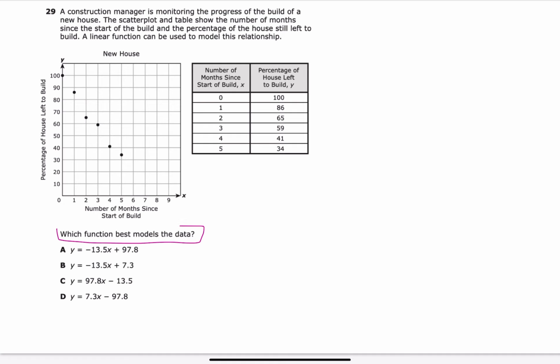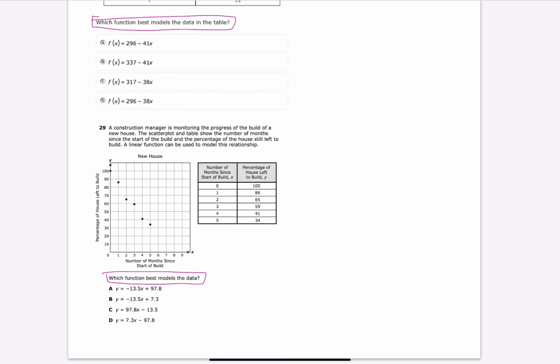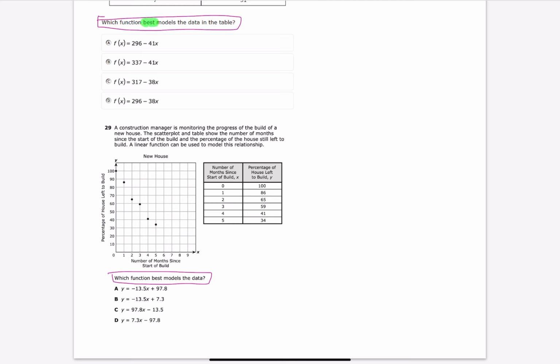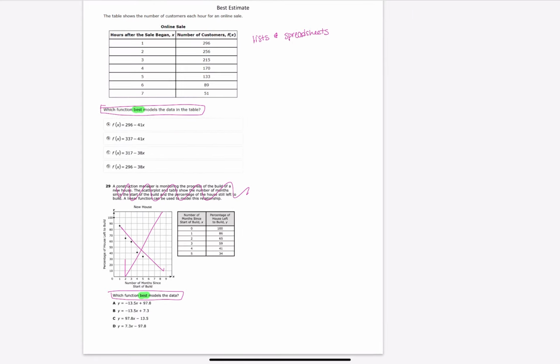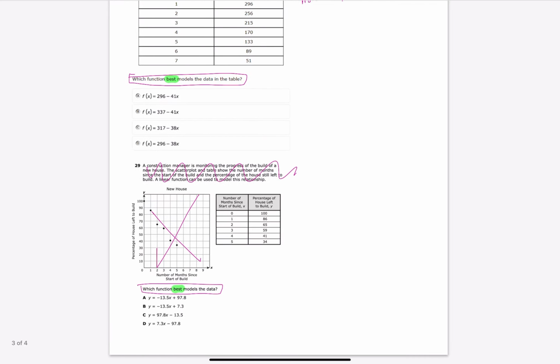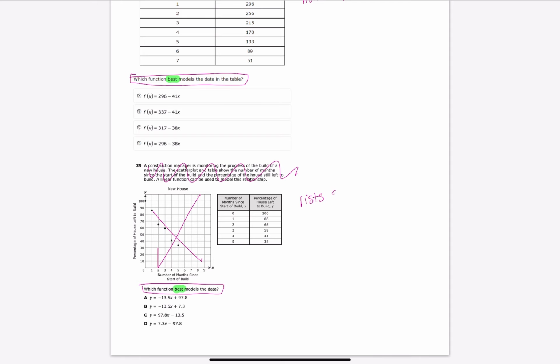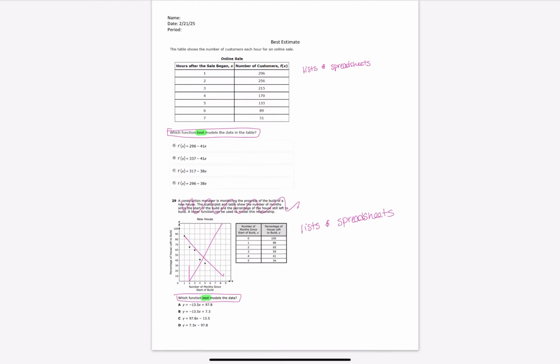Same thing for this one. Which function best? Now please know the word best is key because it may not be exact. It may, but it may not. Again, you don't need any of this. You don't need the graph on this one. So you're going to do lists and spreadsheets also. When you do that, you're going to find your M and your B, and then you'll find your answer. And that's it.